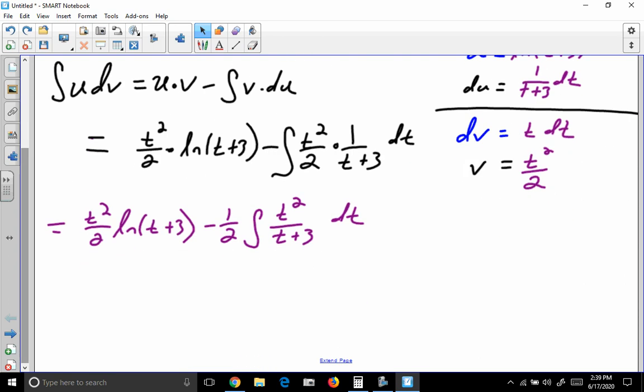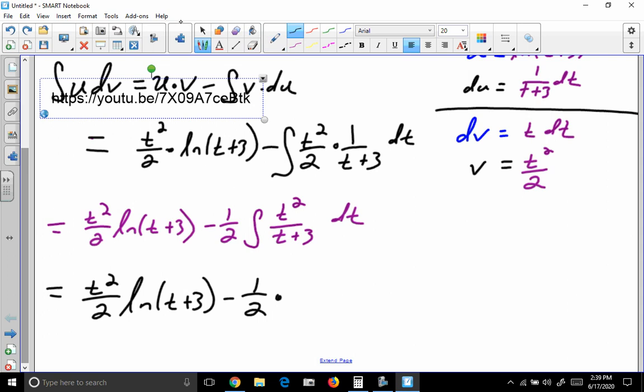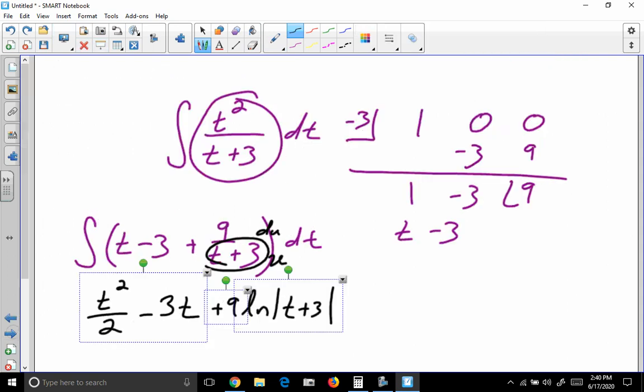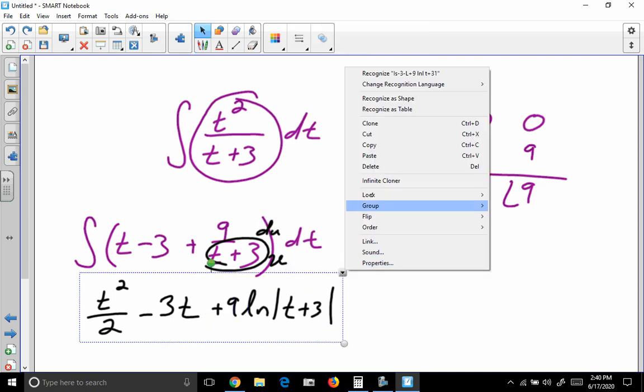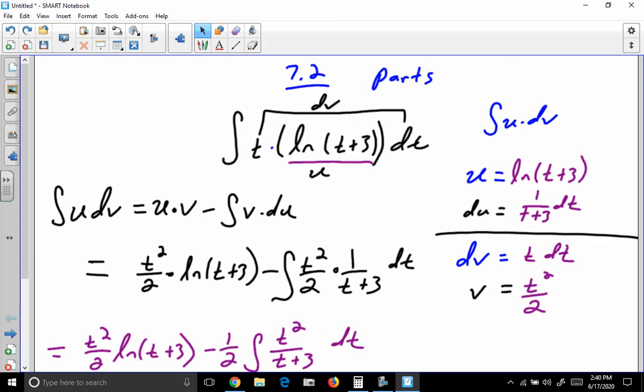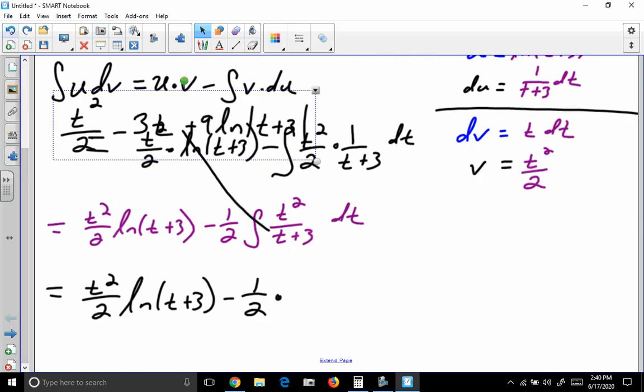Back over here, then we have t squared over 2 times natural log of t plus 3 minus 1/2 times whatever we got for that answer. So the answer that we just got, copy it. Let's group that. Now let's copy it. So here, that integral is equal to this.